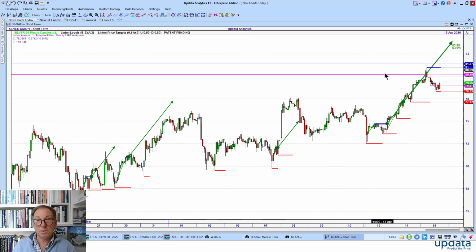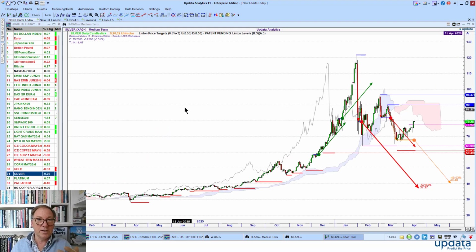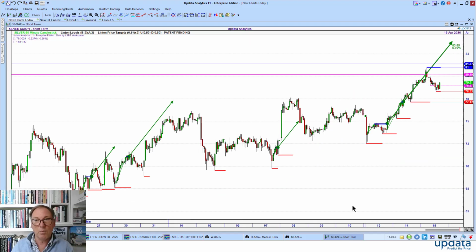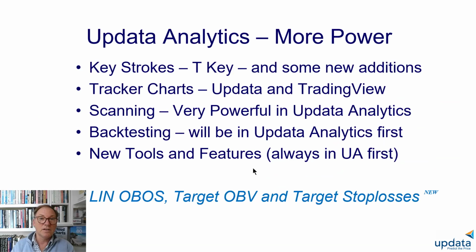But here we're seeing the 60-minute chart. It changes the unit size, and now we've got a short-term chart with short-term targets. So the key thing is that in Updata, we have a lot more ability to control the code and a lot more ability to improve the targets. Although once we've made improvements in Updata, we then go to the other platforms and we'll add those improvements as best we can. So the keystrokes is something that we have control over, which we don't have in other platforms.